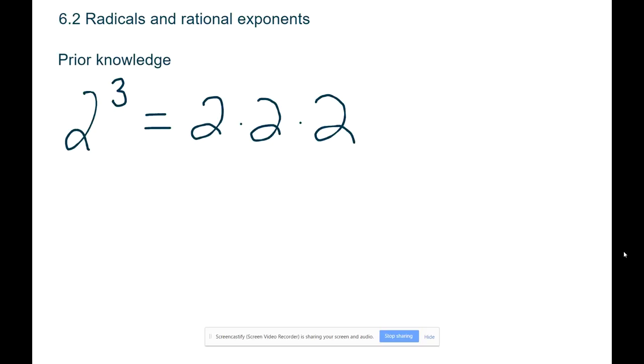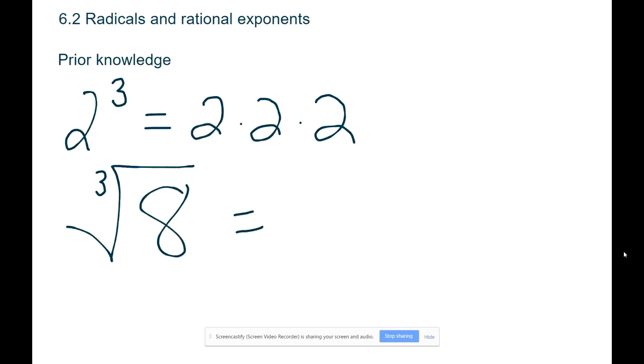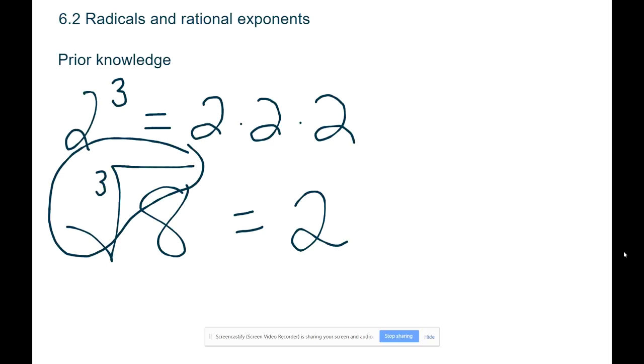So to uncube a number, we do what's called cube rooting, which means like that, and you put the 8 underneath, and that answer would be a 2. Because what this symbol is doing on your calculator is trying to figure out what times what times what is going to be 8, and the answer would be 2.